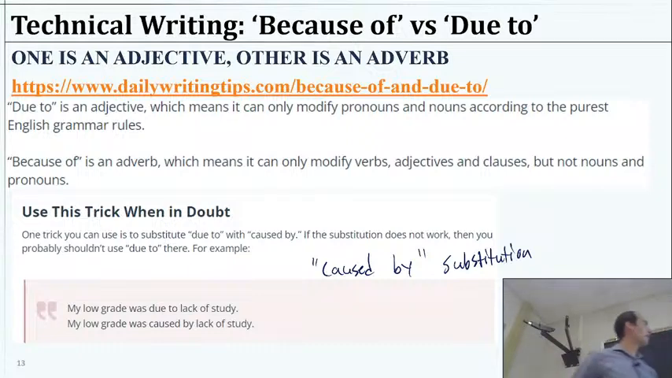Their example here is my low grade was due to lack of study, and we can substitute and see my low grade was caused by lack of study, and that works. It feels like it works when you say my grade was because of lack of study. Sounds correct, but technically, it's probably incorrect.